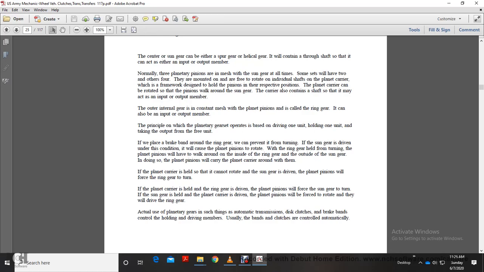The principle of the planetary gear set operates with one unit being driven, holding one unit, and taking the output from the free unit. If we place a brake band around the ring gear, we can prevent it from turning, with the sun gear driven, under the condition that causes the planet pinions to rotate.